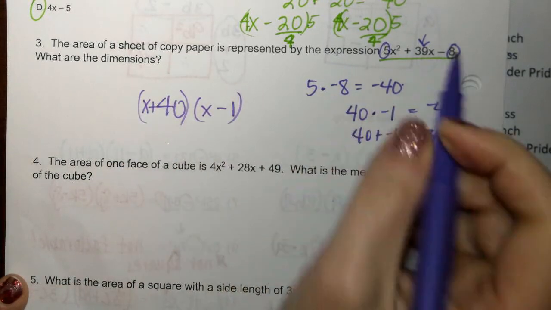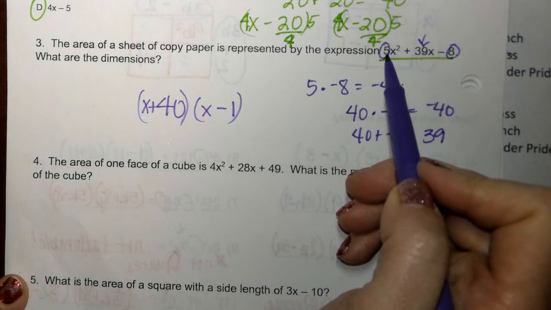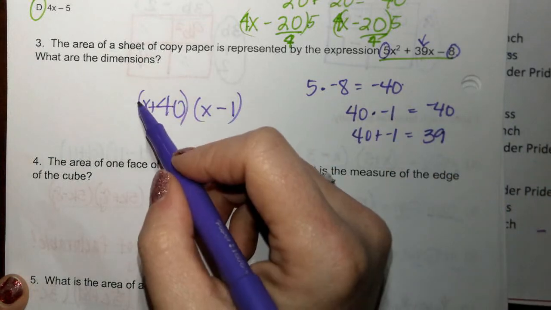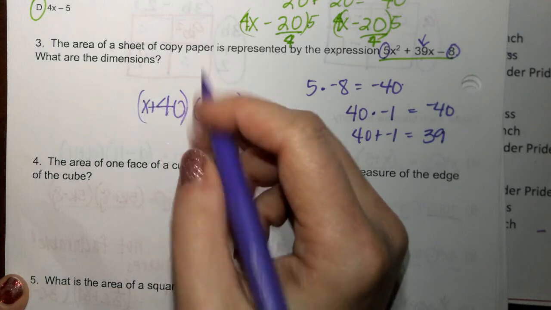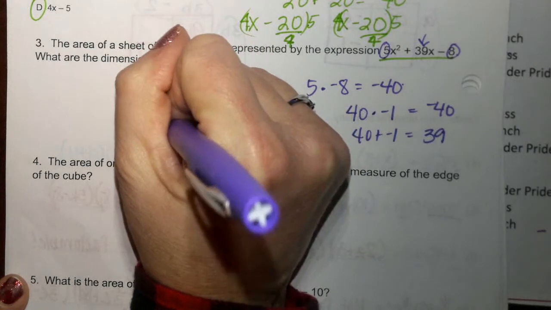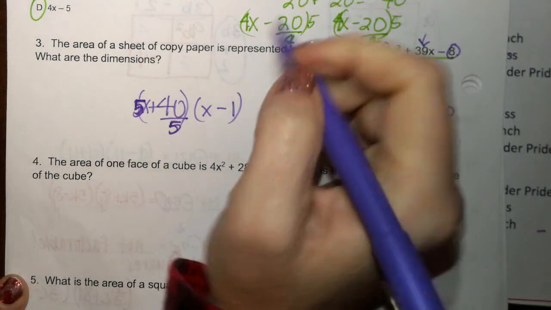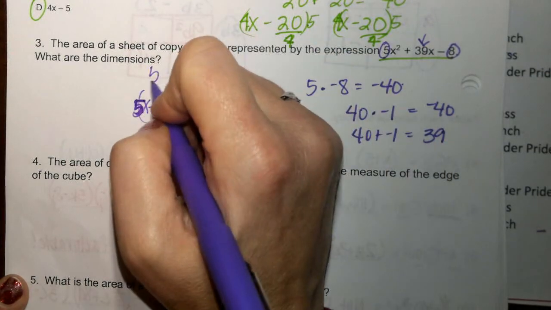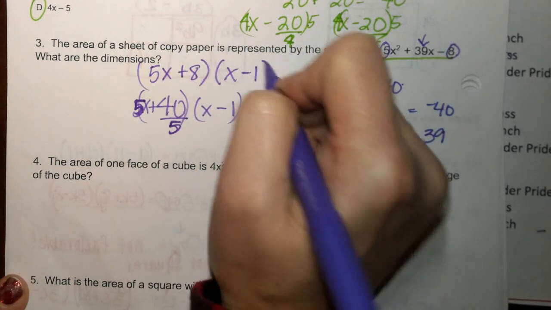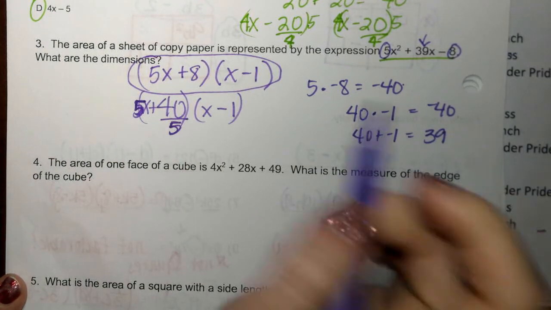Okay, that's not our end here because we have to equal 5x squared. So we have to multiply. We have to have one of these be a 5x, which we're going to make the first one a 5x. And however we multiply that by 5x, we have to divide the second number by. So it's going to end up being 5x plus 8 and then x minus 1. And those are the two measurements of the paper.